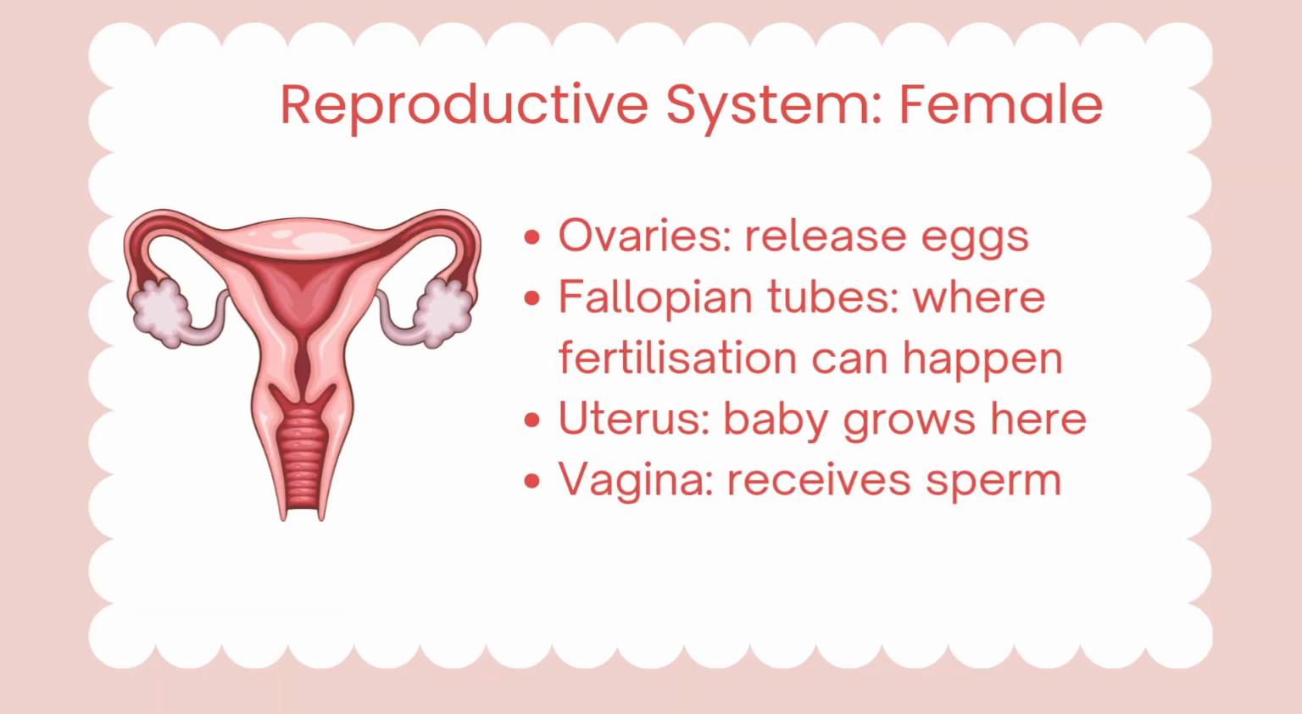In the females, the ovaries release eggs. The eggs move through the fallopian tubes, and if sperm meets the eggs here, fertilization happens. After this took place, the fertilized egg can then grow into a baby inside the uterus.